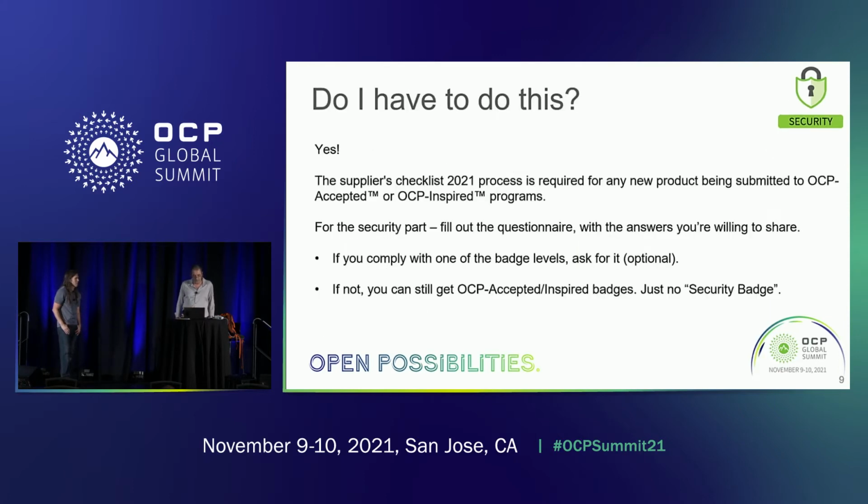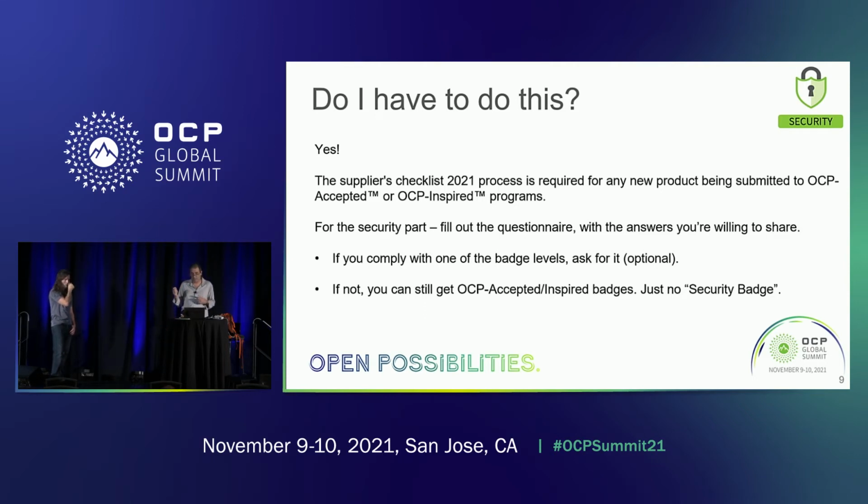Okay, so do I have to do this? The answer is yes. If you're submitting a product for OCP Accepted in 2021, you have to fill the checklist. You have some flexibility on what exactly you fill and what badge you're applying for, but this is part of the process. If you have a product coming into OCP, seeking recognition, that is part of the process.